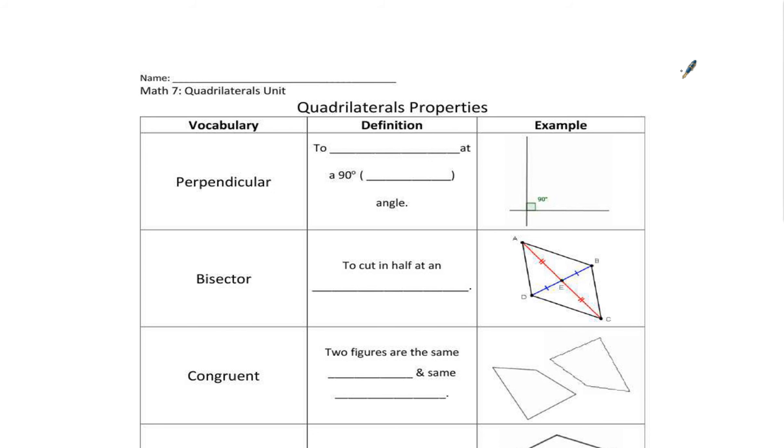So today we're going to be talking about quadrilaterals and the vocab that goes along with the quadrilateral property. So the first vocab word we're going to talk about is perpendicular. And perpendicular means to intersect at a 90-degree right angle. So we're writing intersecting or intersects.